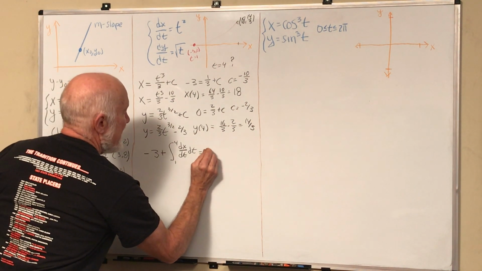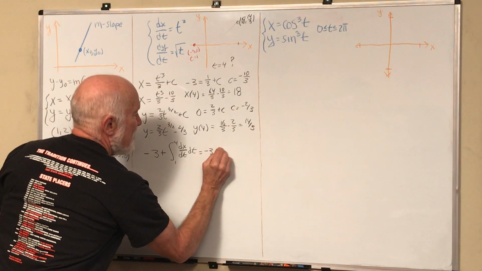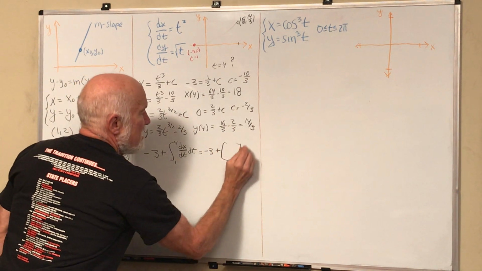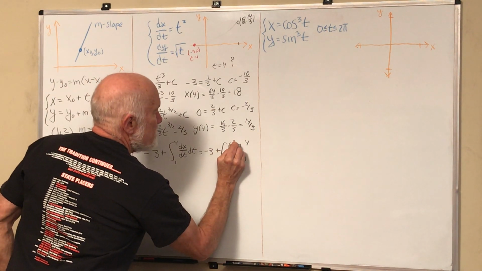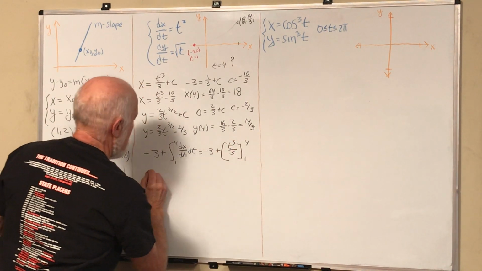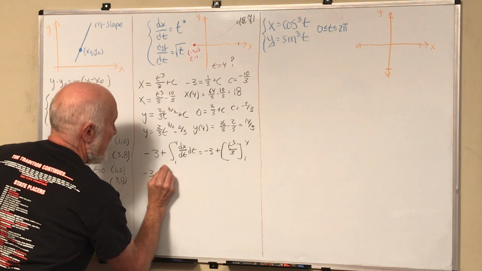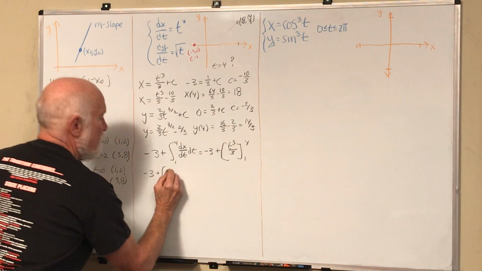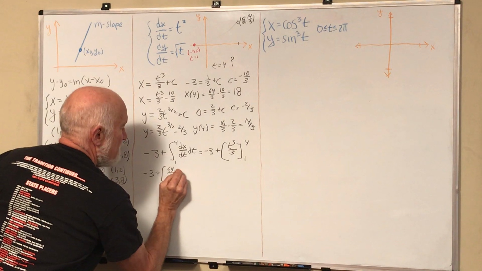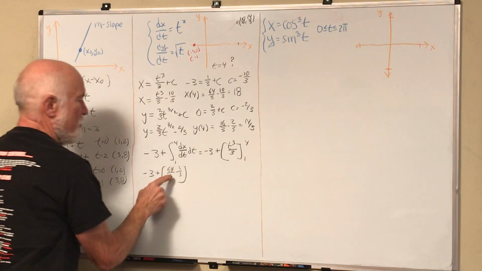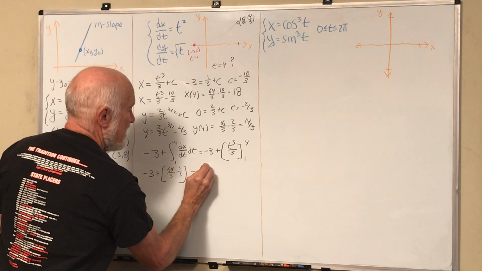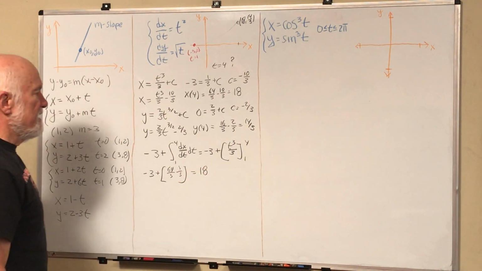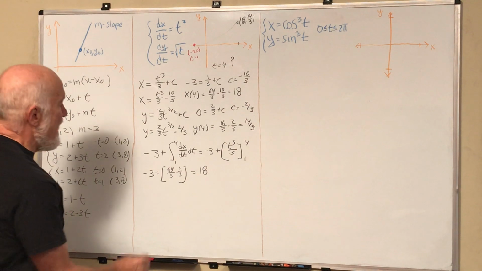So we get negative 3 plus, and the antiderivative would be t cubed over 3. So you get negative 3 plus 64/3 minus 1/3, or 21. 21 minus 3 is 18. And the same thing for the y value.